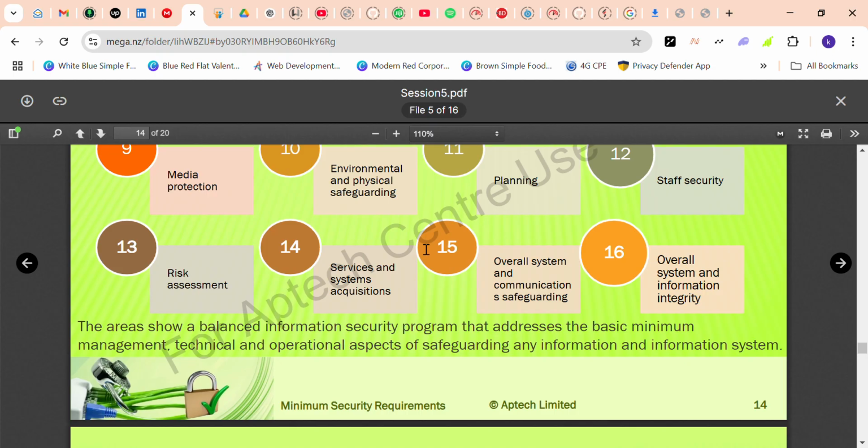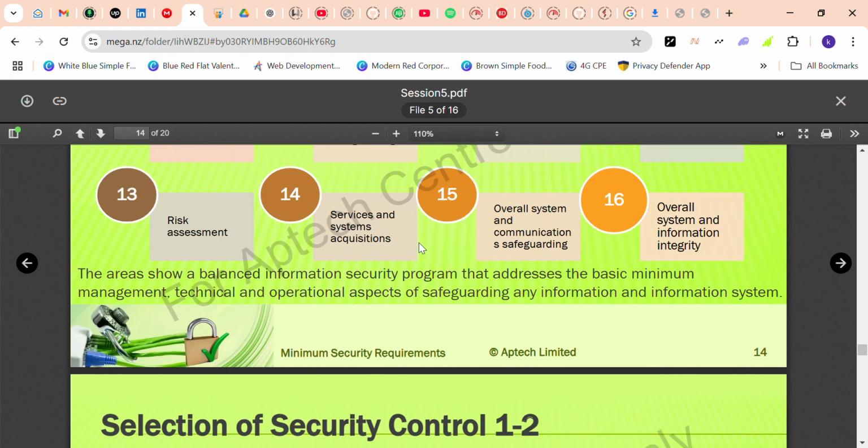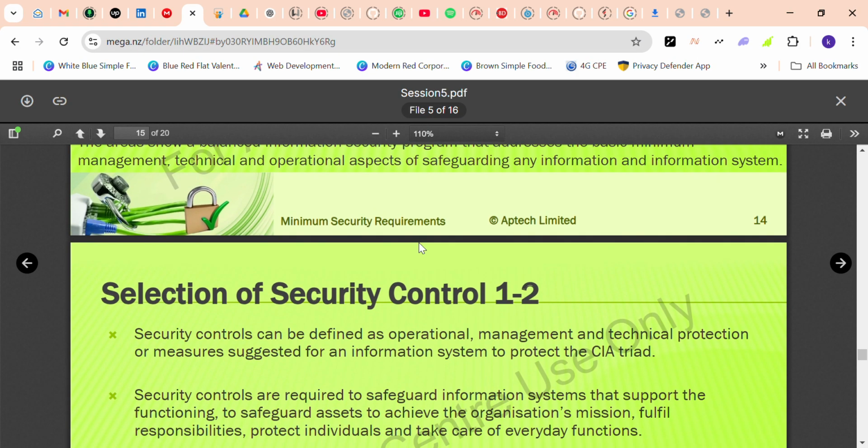And then the area shows a balanced information security program that addresses the basic minimum management, technical and operational aspects of safeguarding any information and information system.